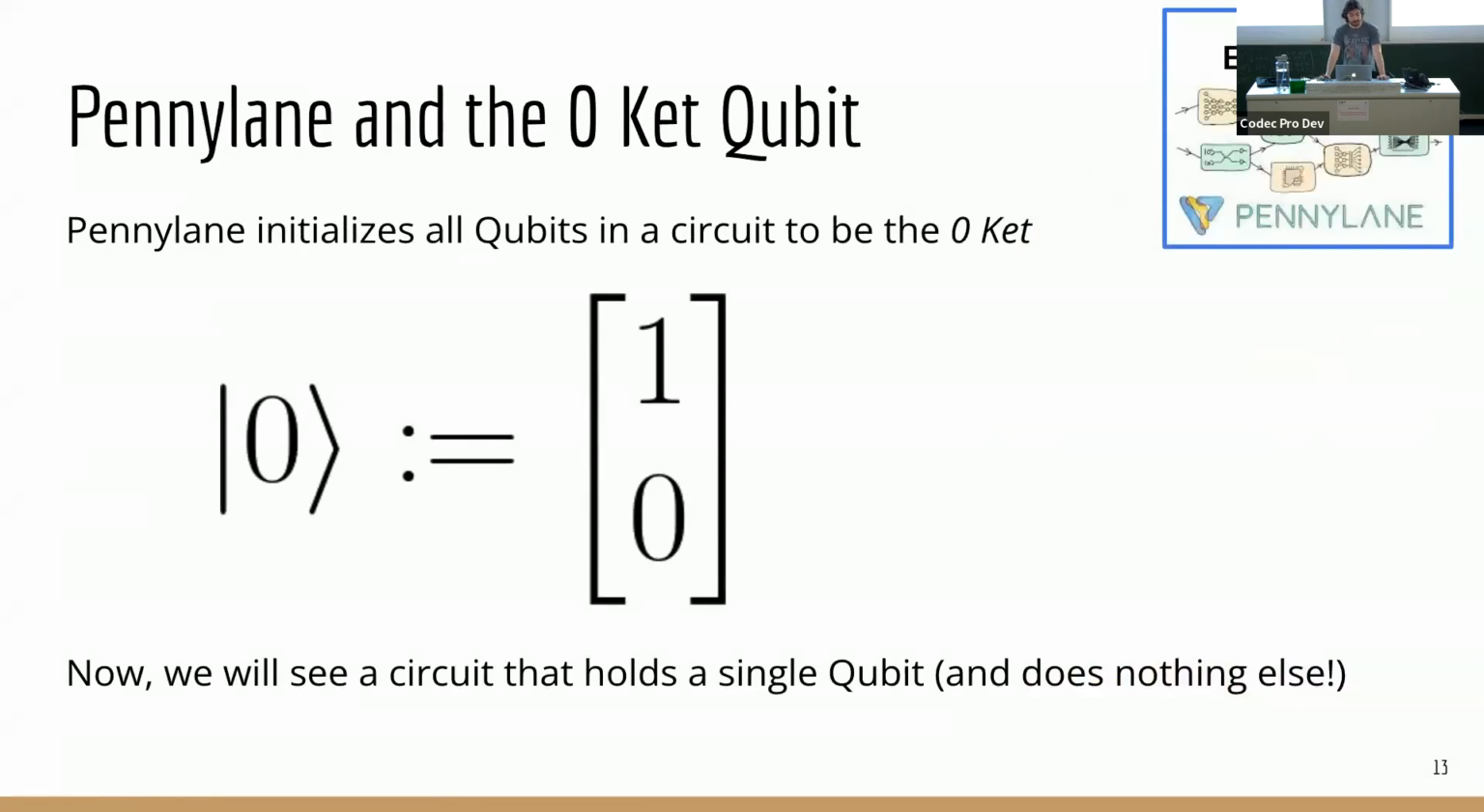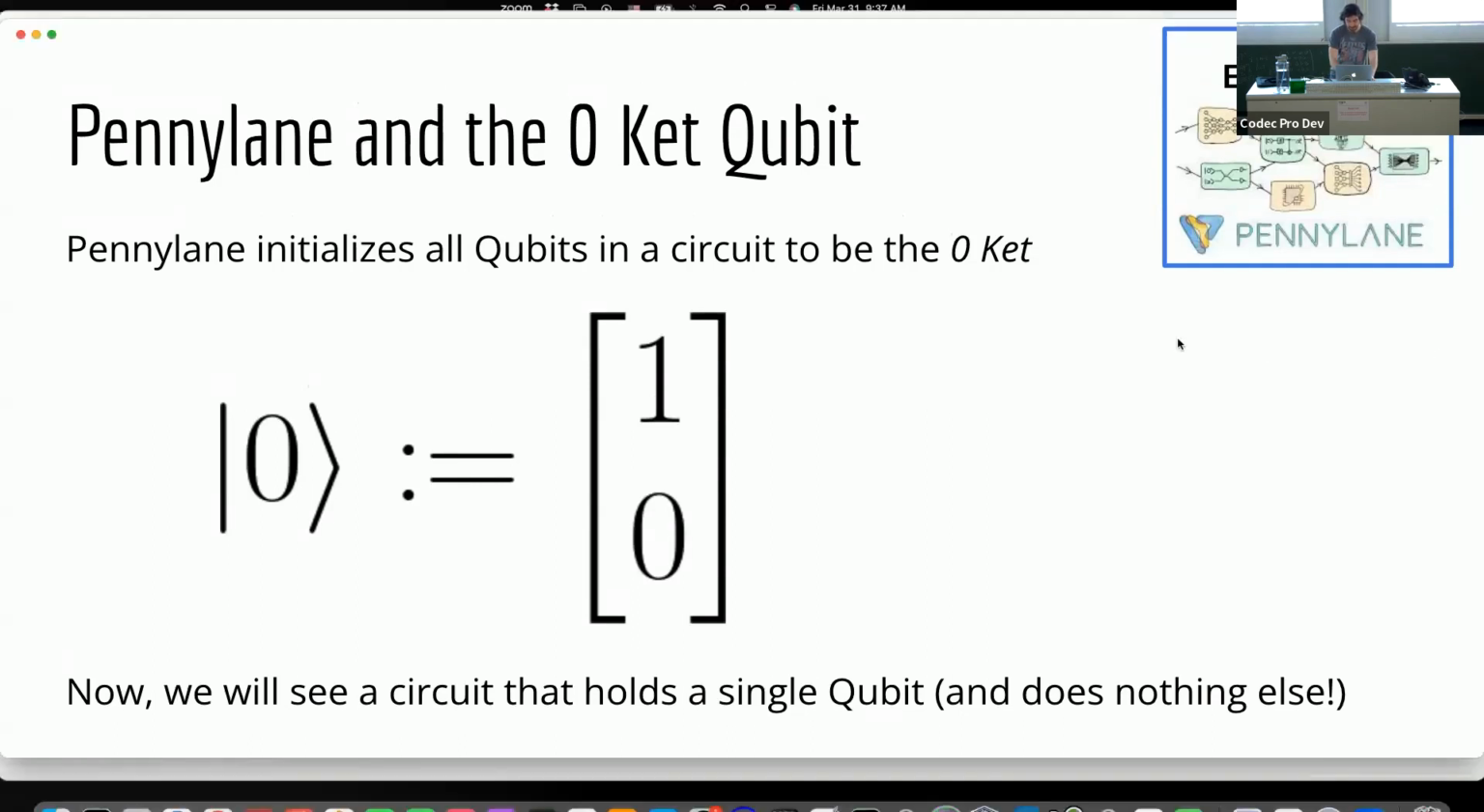So to introduce you to Pennylane, I want to do the simplest example I can think of, which is to show you how Pennylane initializes a qubit by default. By default, Pennylane initializes all qubits to be the so-called zero ket. That's defined here. You see it as this 0 inside of the ket notation. All that this stands for is a vector with a 1 in the first entry and a 0 in the second entry. Now I'm going to jump over to my Jupyter notebook with Pennylane examples, and we will see how Pennylane models this.